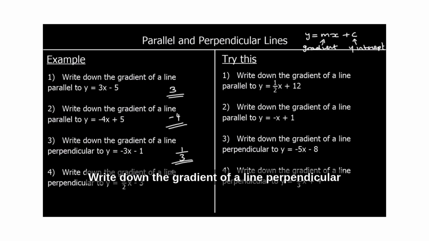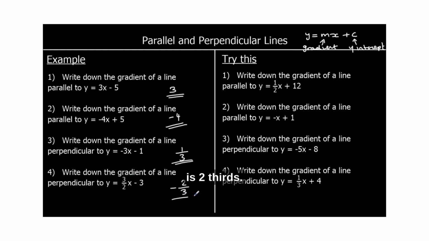Write down the gradient of a line perpendicular to y equals 3 over 2x minus 3. So again, the negative reciprocal of 3 over 2. So it's going to be negative, and 3 over 2 flipped over is 2/3.